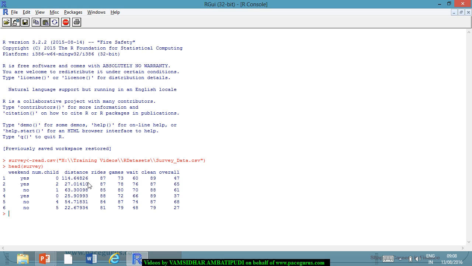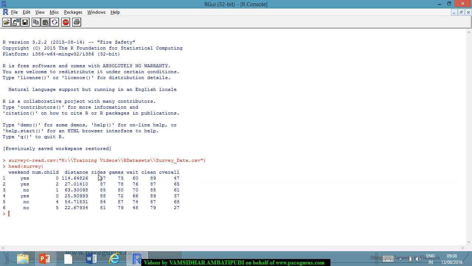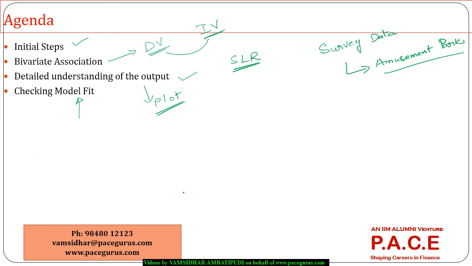Okay, the distance traveled. Then these are the different kinds of satisfactions that we have captured. For the rides, what is the satisfaction level? For the various games, what is the satisfaction level? Regarding the waiting time at the park, what is the level of satisfaction they carry? Then the cleanliness of the park, what is their rating regarding the cleanliness? And finally, what is their overall experience? So these are some of the information that have been captured. So that is our data.